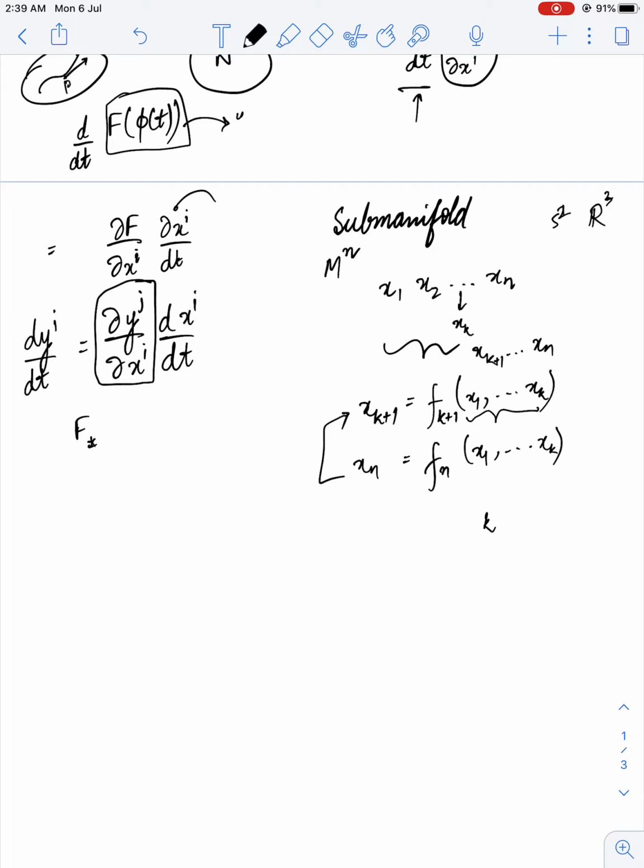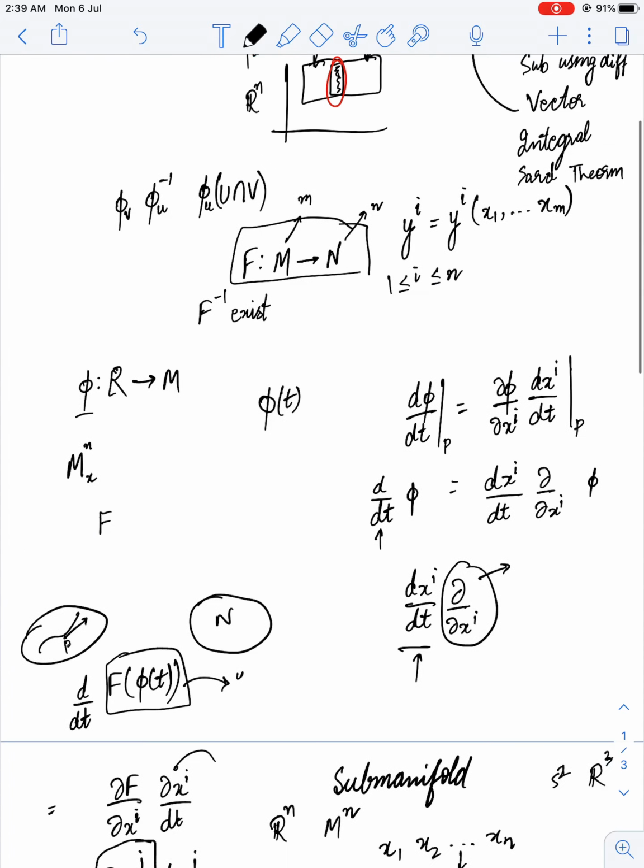So yeah, this is some idea of submanifold. In the starting of the chapter, he discusses it by taking M as Rn, and then discusses submanifolds. Is that all? I think, yeah, that's all.